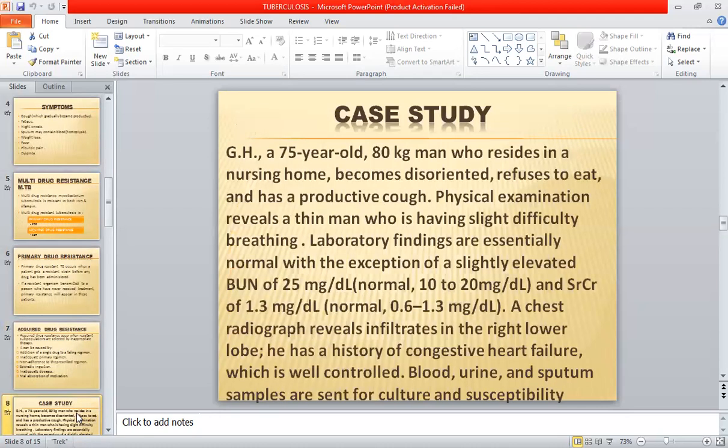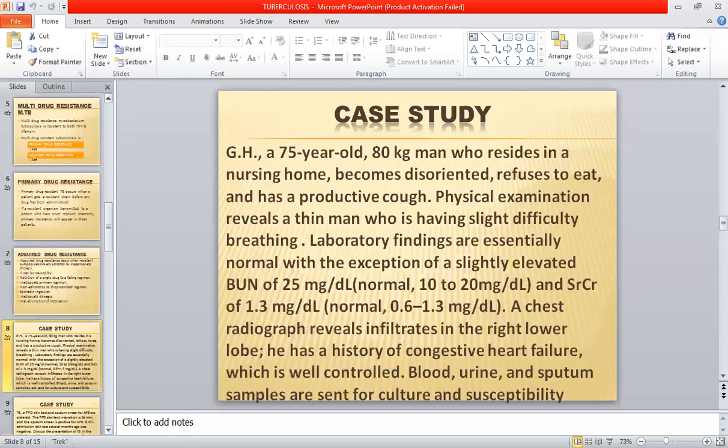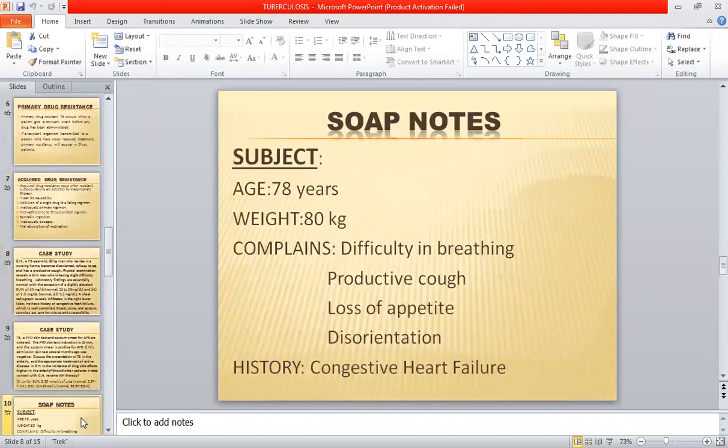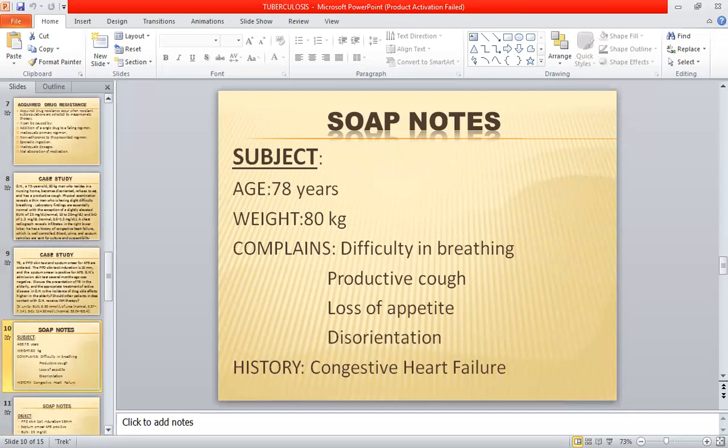Here we have a case study related to tuberculosis. In this, a man is 75 years old and his weight is 80 kilograms. He comes with complaints of difficulty in breathing, productive cough, loss of appetite, disorientation, and congestive heart failure. His congestive heart failure was treated.